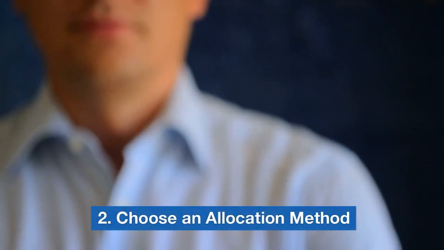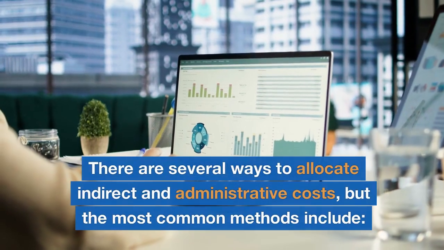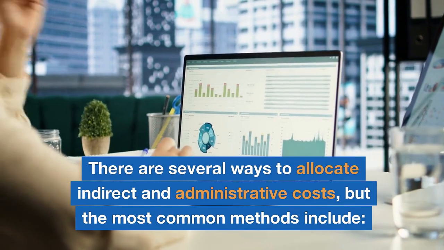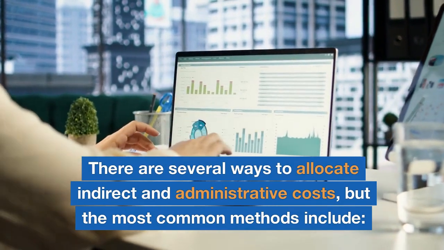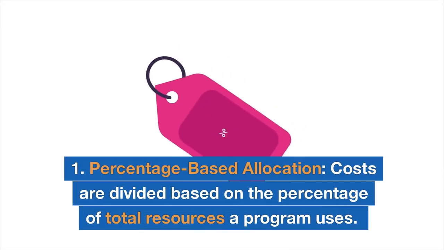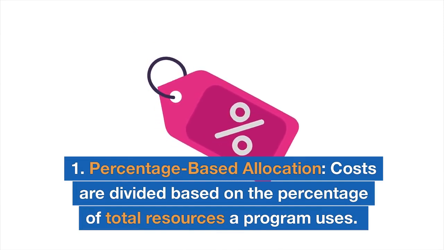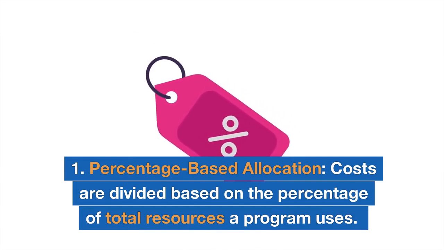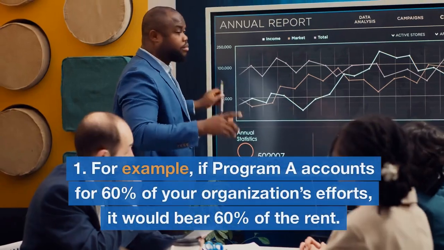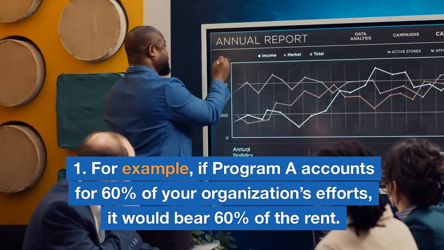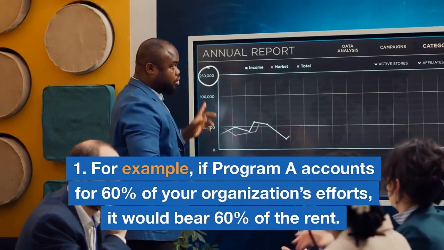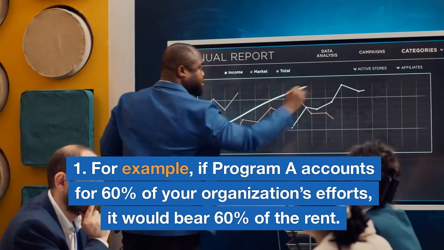2. Choose an allocation method. There are several ways to allocate indirect and administrative costs, but the most common methods include: 1. Percentage-based allocation. Costs are divided based on the percentage of total resources a program uses. For example, if program A accounts for 60% of your organization's efforts, it would bear 60% of the rent.